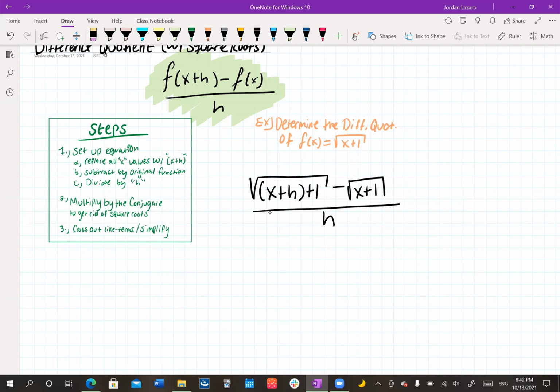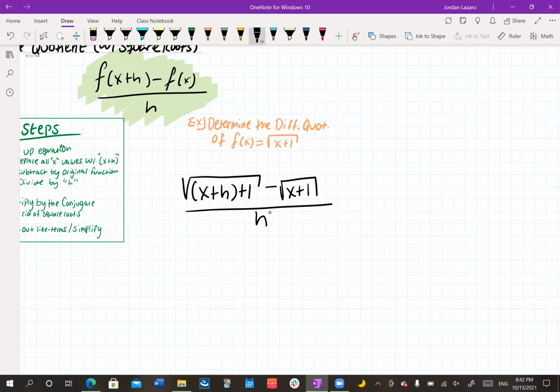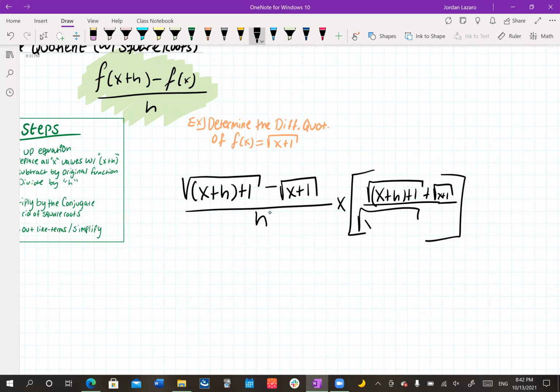Okay, so if you know what the conjugate is, you should know that we're going to have the square root of x plus h plus 1, plus the square root of x plus 1. Then we're also going to have, again, in the denominator, the square root of x plus h plus 1 plus the square root of x plus 1. You with me so far? Okay, good.